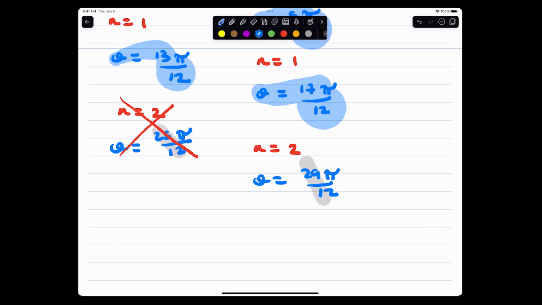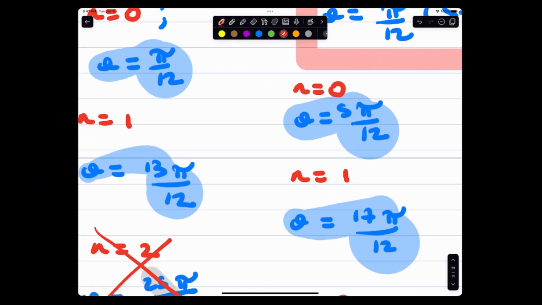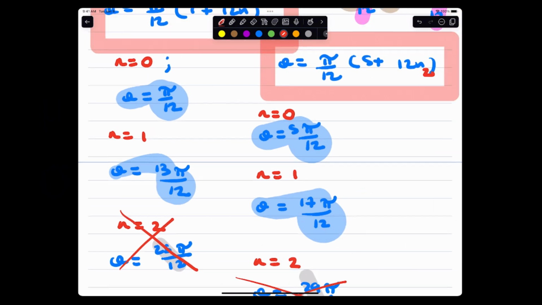So what that means, ladies and gentlemen, is you stop right there because you're just going to get bigger and bigger. So when you look in back of the book, what do you guys see as solutions? You're going to see pi over 12, 13 pi over 12, 5 pi over 12, and 17 pi over 12 as your solutions. Easy peasy lemon squeezy. And that's how you do it.